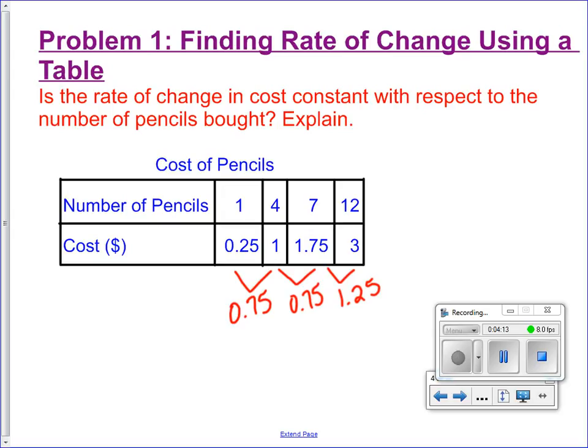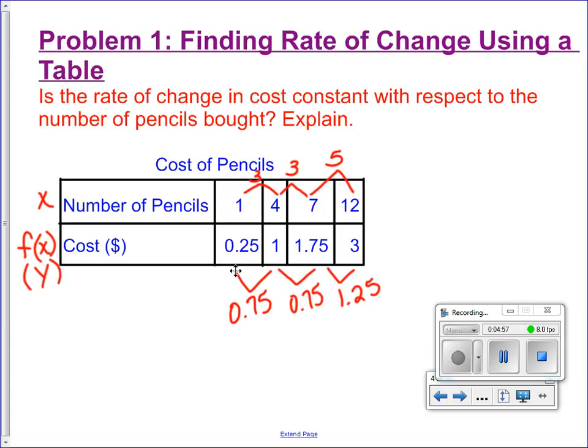Now we also have to compare the difference in the x, or the number of pencils. All right, so from 1 to 4 is a distance of 3. From 4 to 7 is a distance of 3. And from 7 to 12 is a difference or a change of 5. So to compare these two, keep in mind number of pencils would be our x. Our cost is going to be our f of x, or our y. Okay?